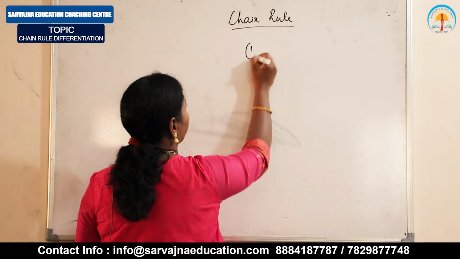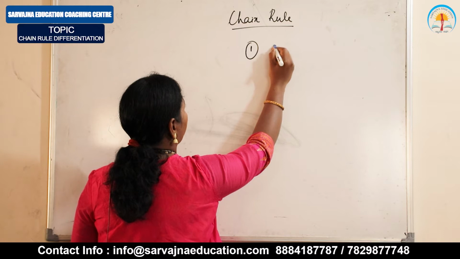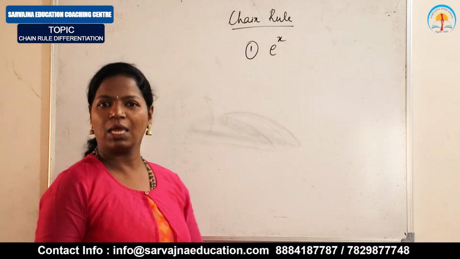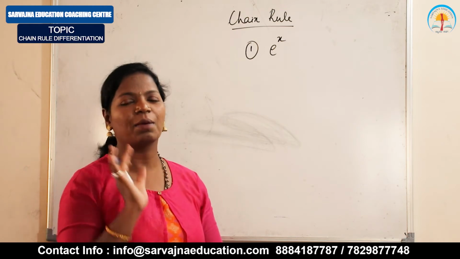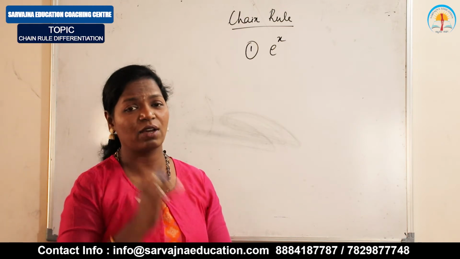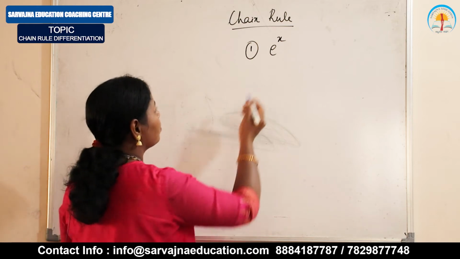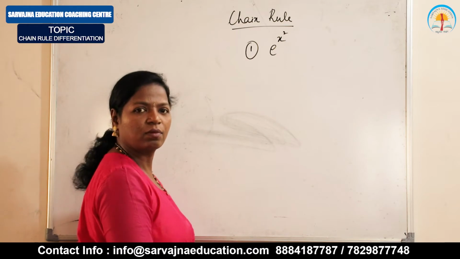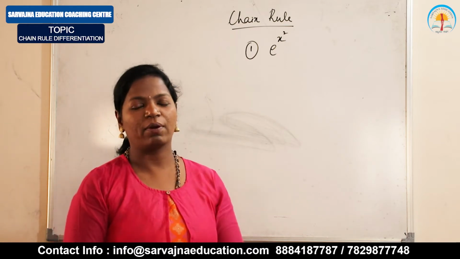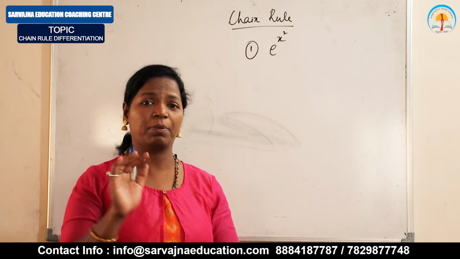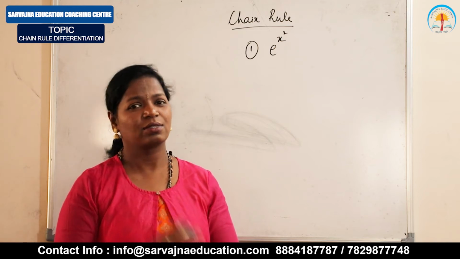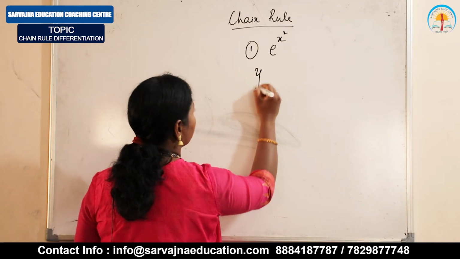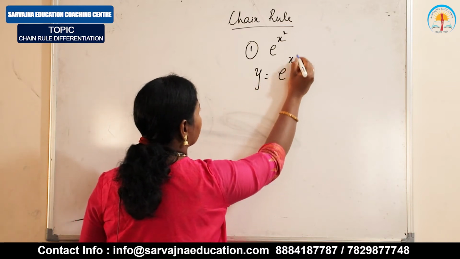So first one, e power x. I know differentiation of e power x is e power x, but in the place of x, if I have another function, what to do? Example, x square, correct? So we know e power x, it's e power x, but e power x square somewhat looks different, correct? So we have to first rewrite y is equal to e to the power of x square.